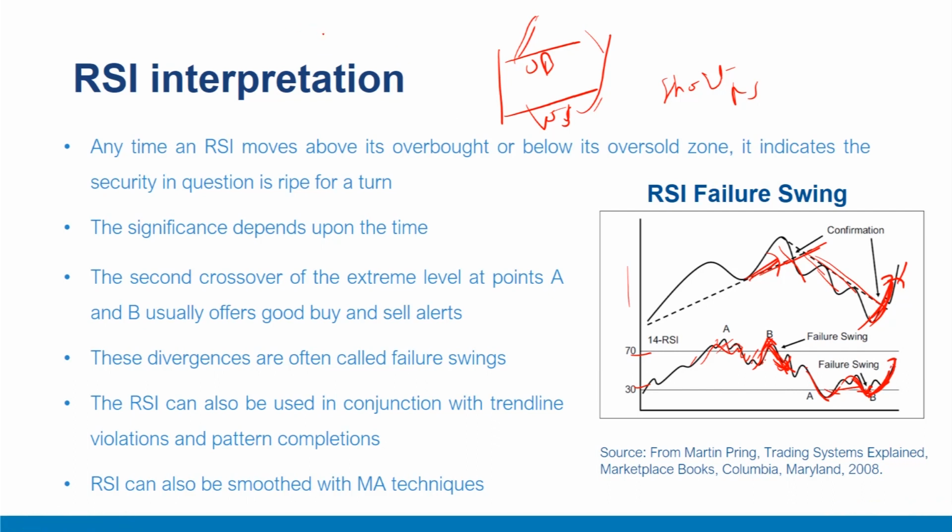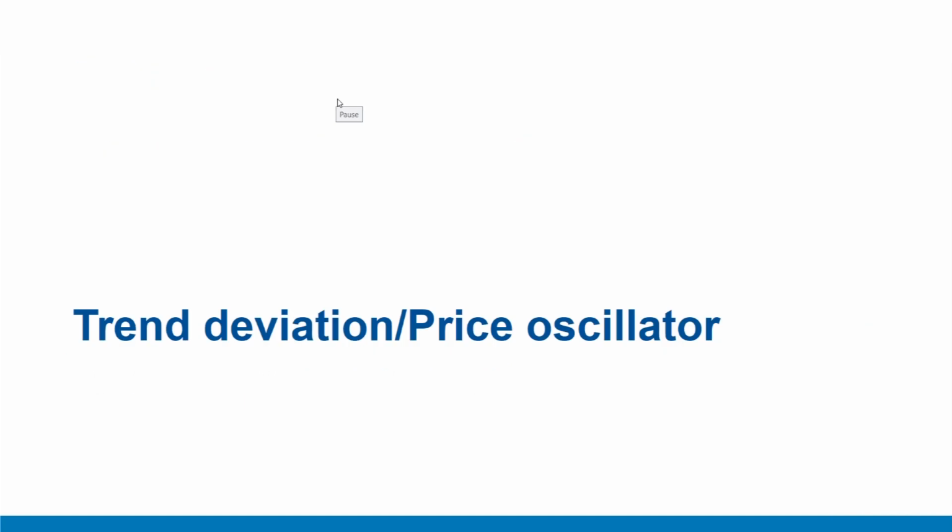To summarize, in this video, we discussed the construction of the relative strength indicator, that is, the RSI measure. We also saw how to apply it as a momentum indicator or oscillator for understanding the current trend and the probability of its reversal. In this video, we'll discuss trend deviation or price oscillator.